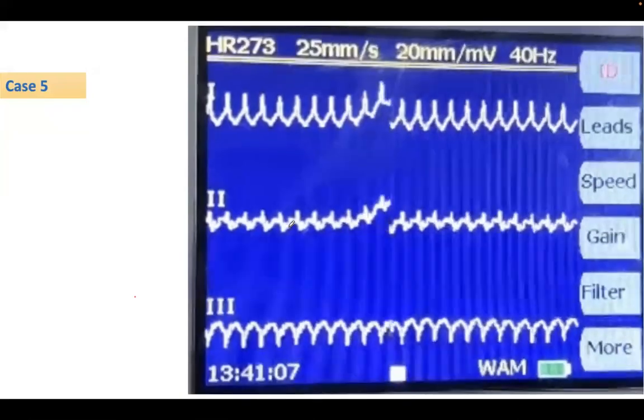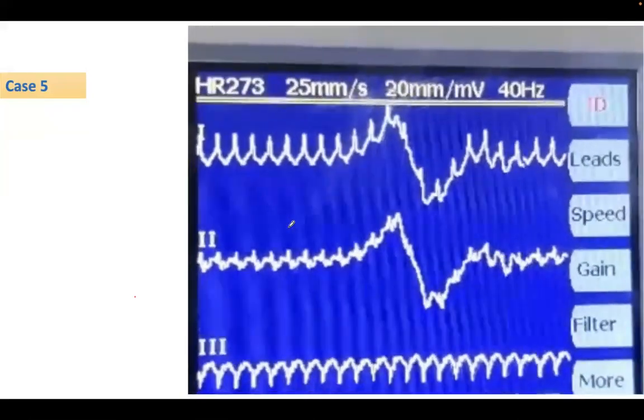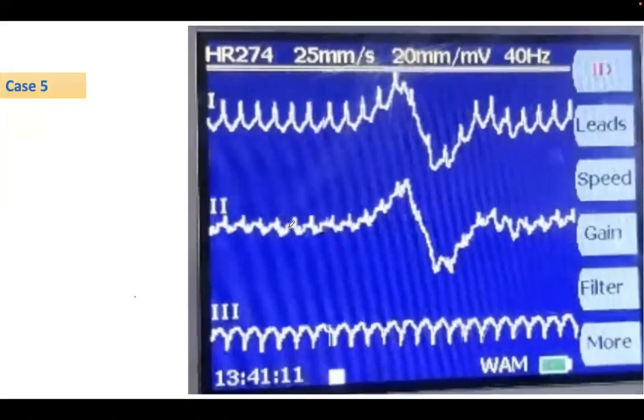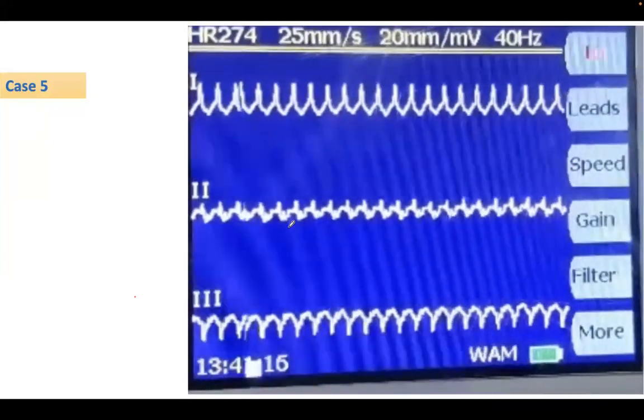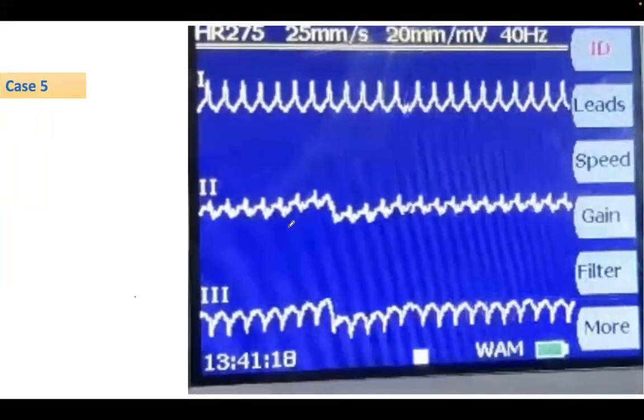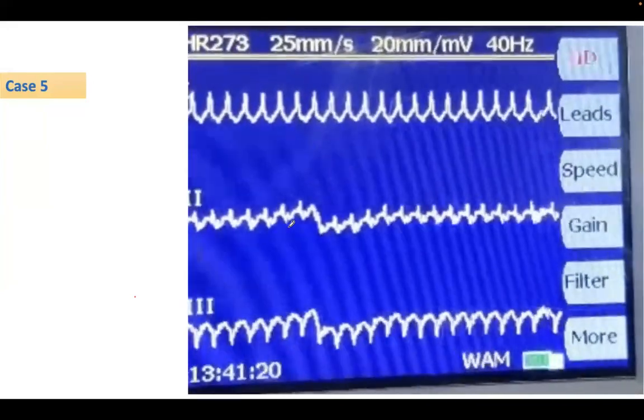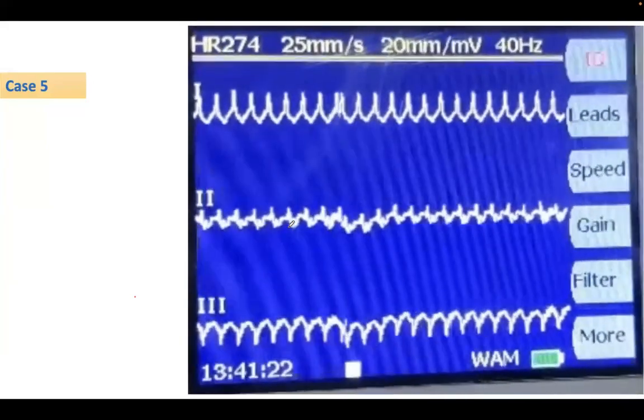Okay, so was it a VT? Yes or no? No. It's unusual for VT to terminate with adenosine. Everything is possible, but very unusual. So don't say VT right up front.